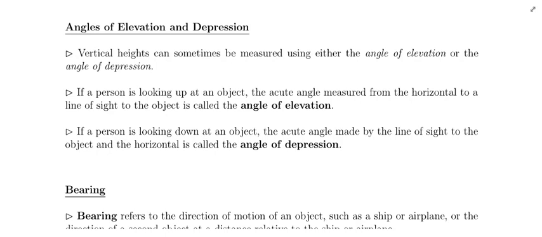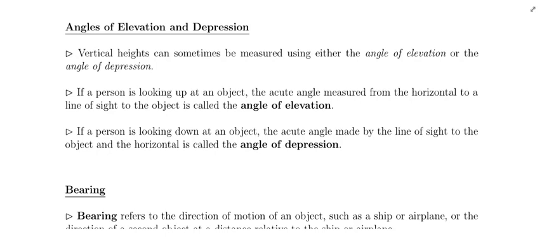depression. If a person is looking up at an object, the acute angle measured from the horizontal to a line of sight to the object is called the angle of elevation. Basically, angle of elevation is associated with looking up. On the flip side, angle of depression is associated with looking down. If a person is looking down at an object, the acute angle made by the line of sight to the object in the horizontal is called the angle of depression.